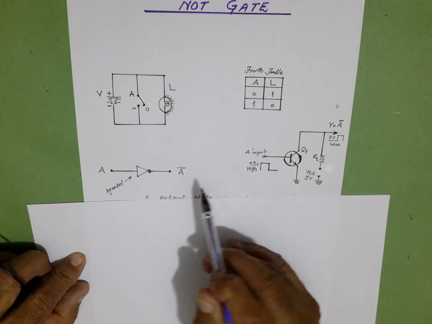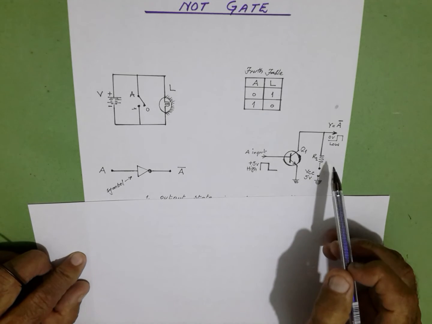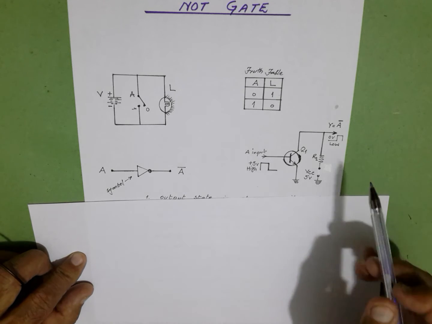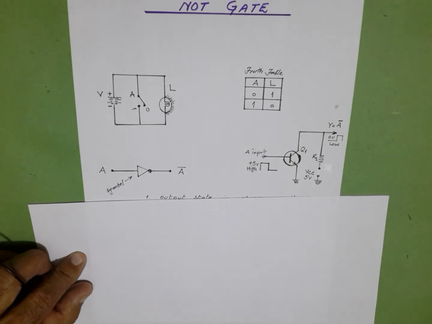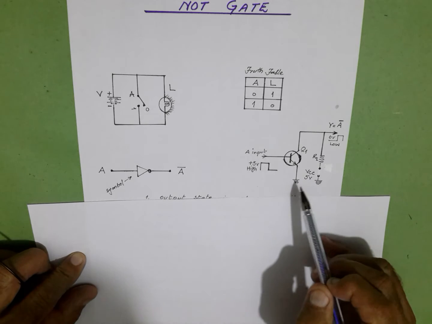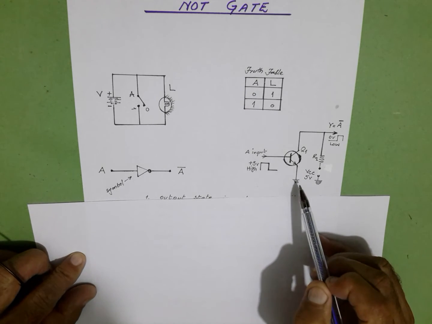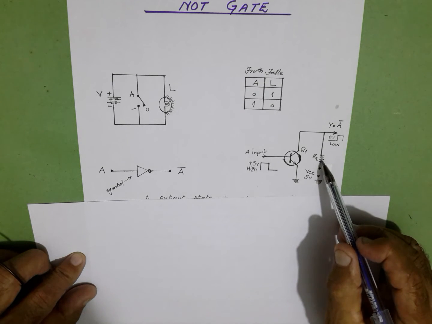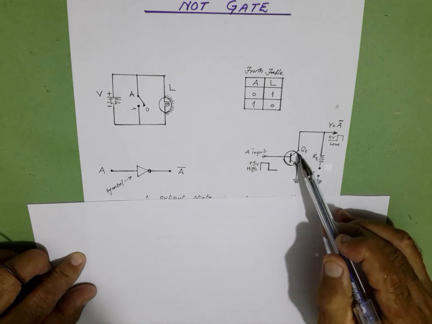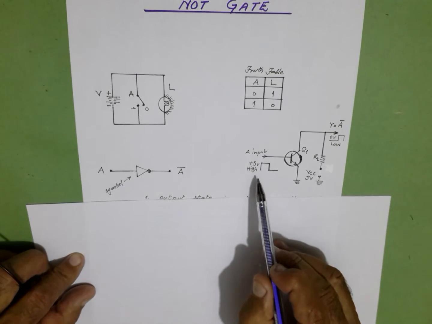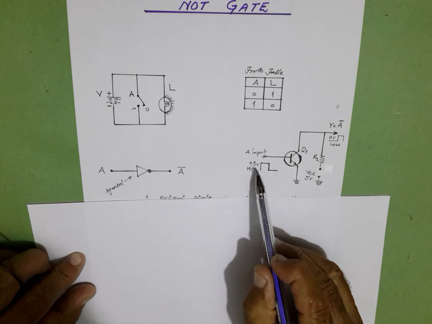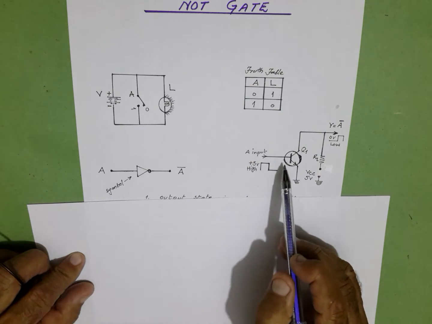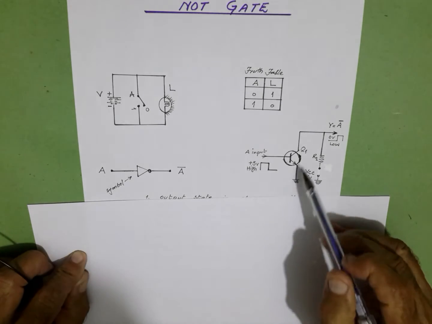This logic operation can be performed by using a common emitter amplifier. See that this is the common emitter amplifier. Q1 is connected to positive VCC through R1, and RL is applied at the collector. See that we are applying a high voltage, positive 5 volt, a logic 1 at the input base.